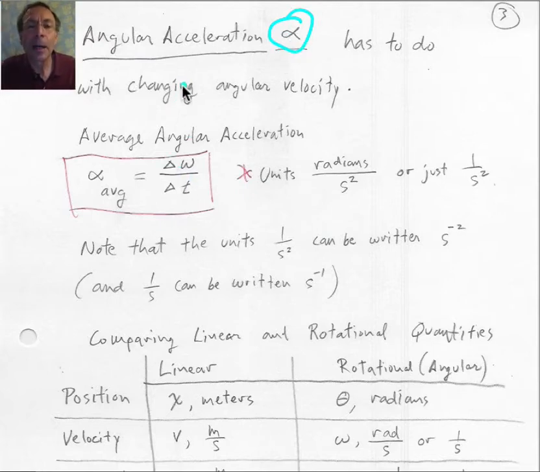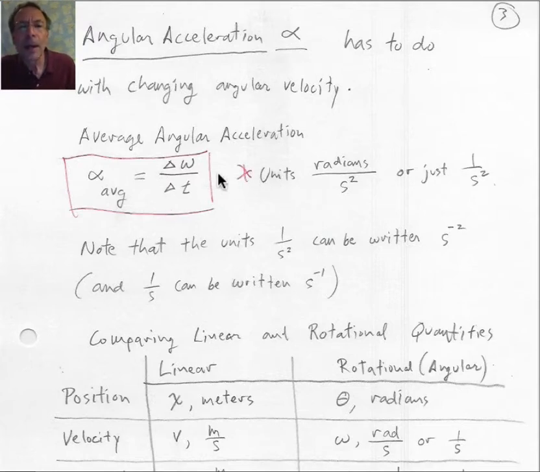Anyway, average angular acceleration is defined to be the change in velocity over the change in time. Right? So it's just like before, just like with linear velocity. Average acceleration was the change in velocity divided by the change in time.